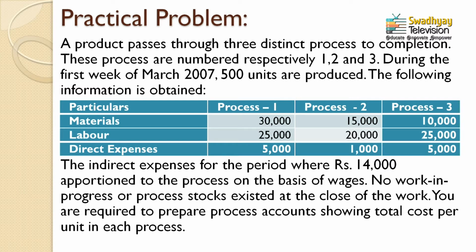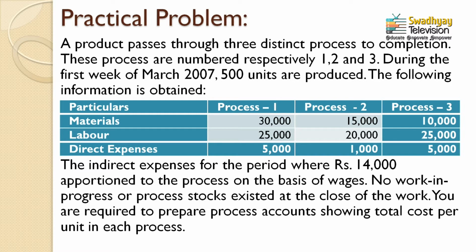After this format and tabulated information, we have another paragraph. In this paragraph, it is mentioned that indirect expenses were also incurred in the business, and that is 14,000 rupees. The indirect expenses for the period were 14,000, apportioned to the process accounts on the basis of wages. Now, this is very important. The expenses are 14,000 rupees, and this has to be distributed on the basis of wages expense. It means that the total indirect expenses of 14,000 have to be divided between all 3 process accounts according to the respective proportion.